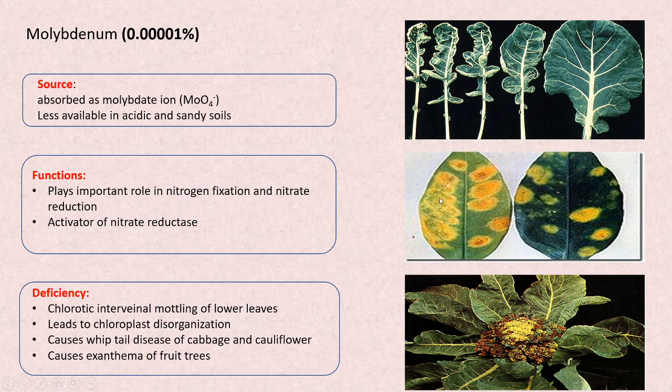You can see here yellow patches on the leaves. These are disorganization of the chloroplast, and it causes whiptail disease of cabbage and cauliflower. Whiptail disease of cabbage and cauliflower is due to the deficiency of molybdenum. Sometimes plants do not become chlorotic but develop several twisted young leaves. Twisted young leaves are also a deficiency symptom of molybdenum.